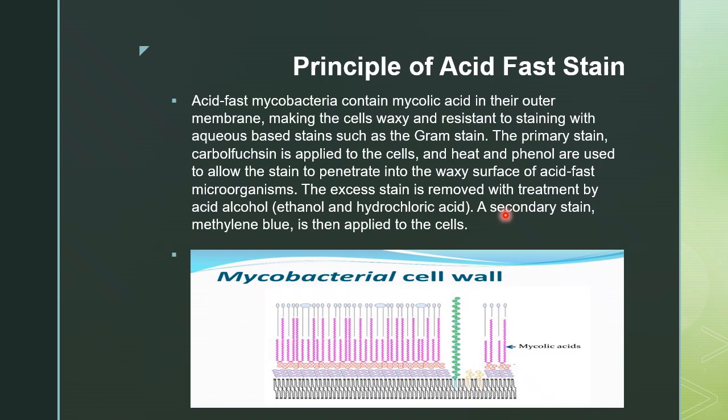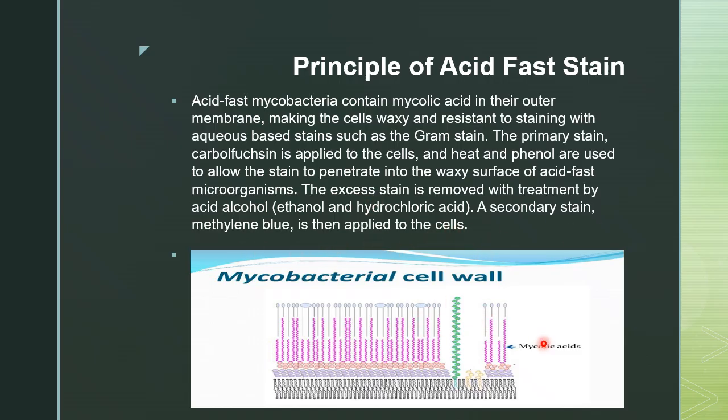Next is the principle of acid fast stain. Acid fast mycobacteria contain mycolic acid in their outer membrane, making the cell waxy and resistant to staining with aqueous based stains such as gram stain. The primary stain carbol fuchsin is applied to the cells, and heat and phenol are used to allow the stain to penetrate into the waxy surface of the acid fast microorganism. The excess stain is removed by treatment with acid alcohol. A secondary stain, methylene blue, is then applied to the cells.